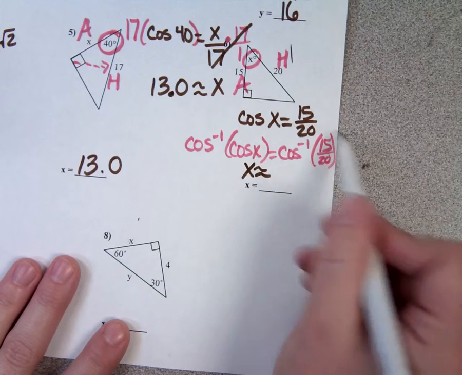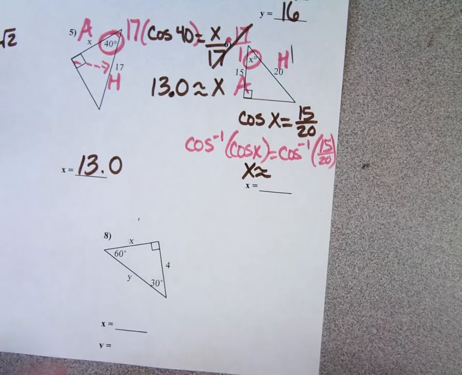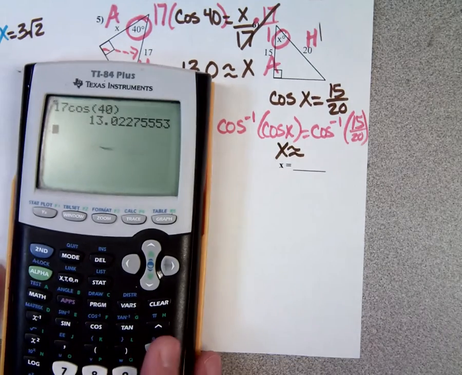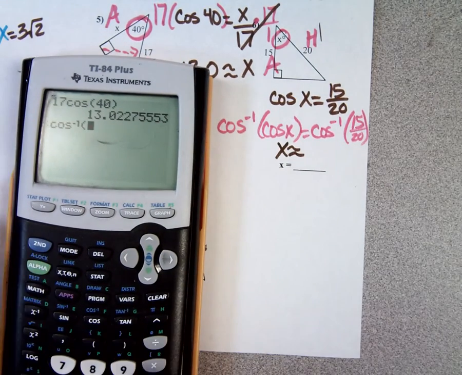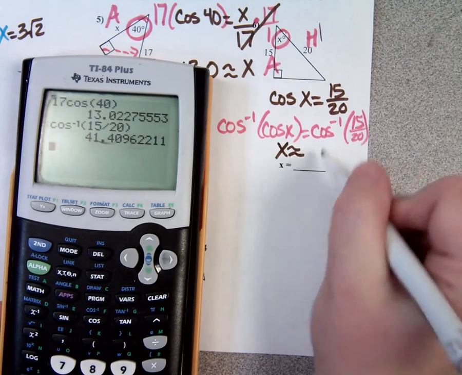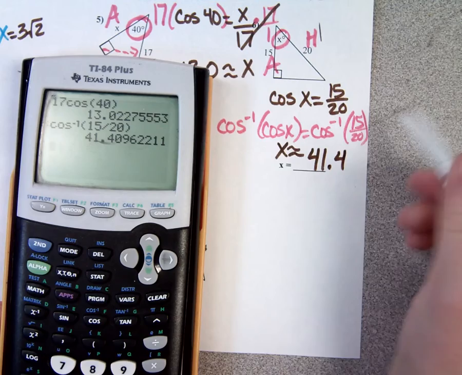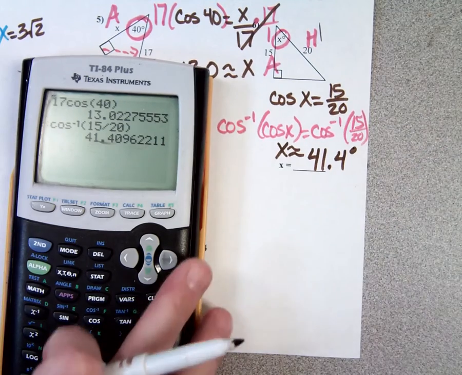And then this is all you put in the calculator. Does anybody remember how you put that in there? Second cosine. And then 15 over 20. What would you say to the tenths? 41.4. Okay, and because this is an angle, I'm going to give it a degree symbol.